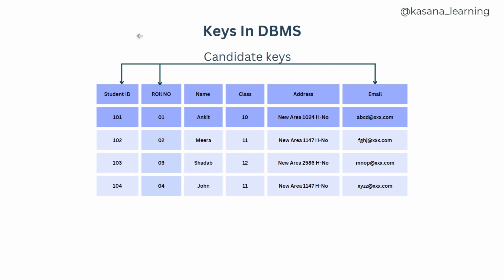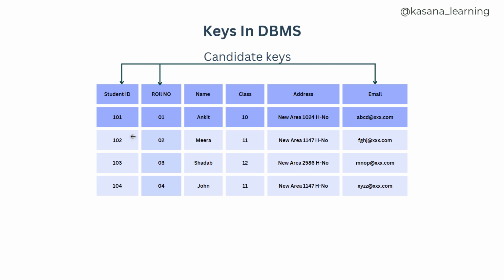They must contain unique data in them. There will be no duplicate data in the candidate keys, and they will never have a null value in them. Student ID, roll number, and email will act as candidate keys in this particular table, because two different persons may have the same address, the same class, or even the same name, but they will never have the same email, same roll number, or same student ID. These data will always be unique for them. So it helps us to identify each and every data in the table.